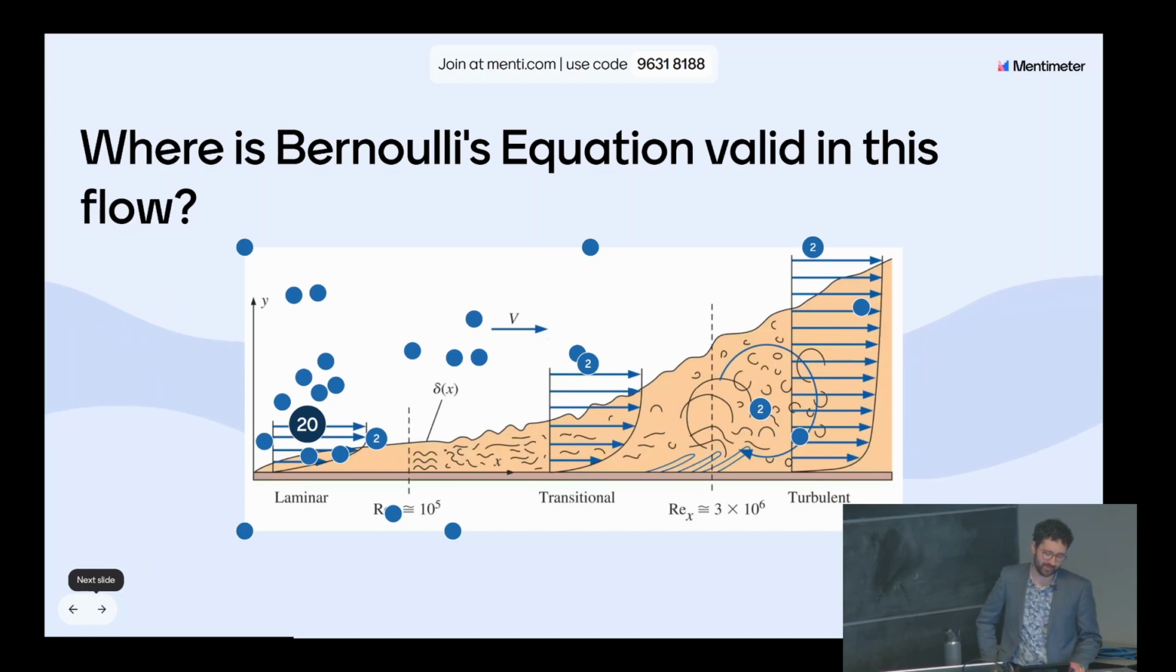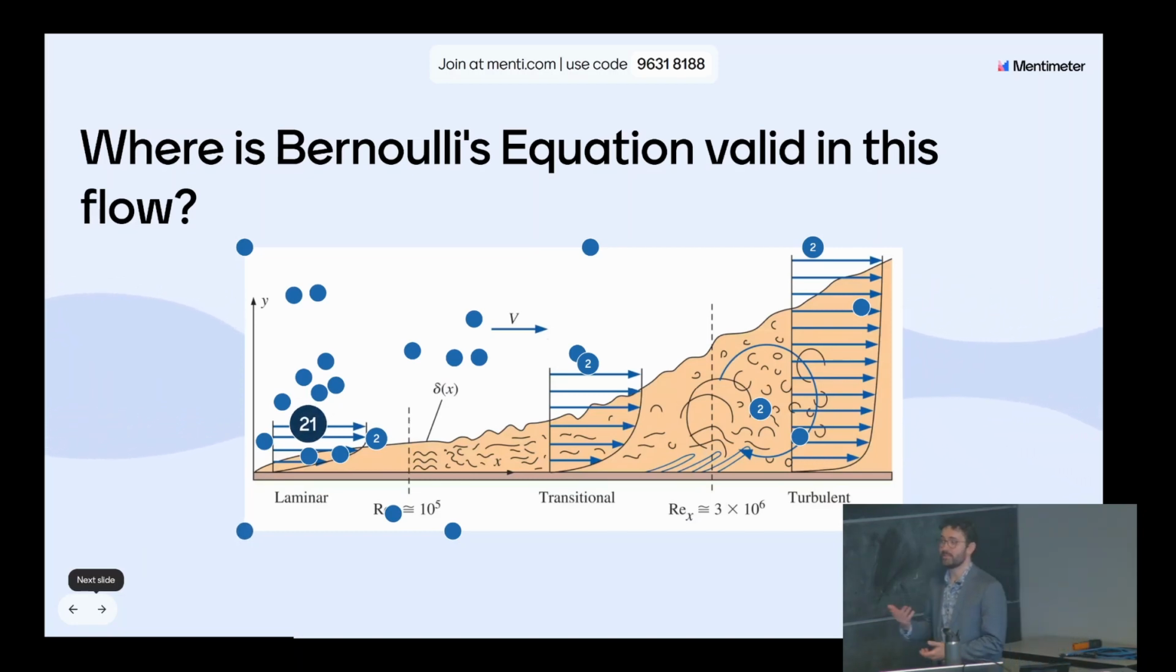But I do want to highlight an important point about this one. So A, there is unsteadiness that we can see in the figure, which means that Bernoulli's equation is not valid here. But even in, say, a steady laminar boundary layer, Bernoulli's equation is not valid as well. Say it's a steady boundary layer. Does anyone know why? Yep, because boundary layers are a viscous effect.